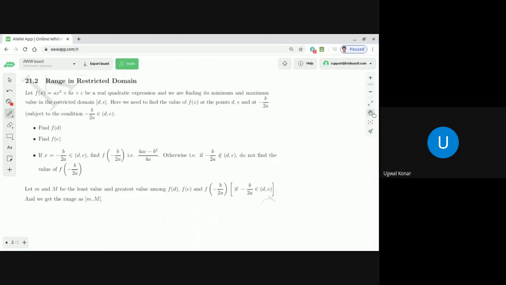Does anyone have any question in this particular theory portion? Please do let me know. In simple terms, if f(x) is the polynomial, as you see here, we need to find the minimum and maximum value in the restricted domain D to E, closed interval.